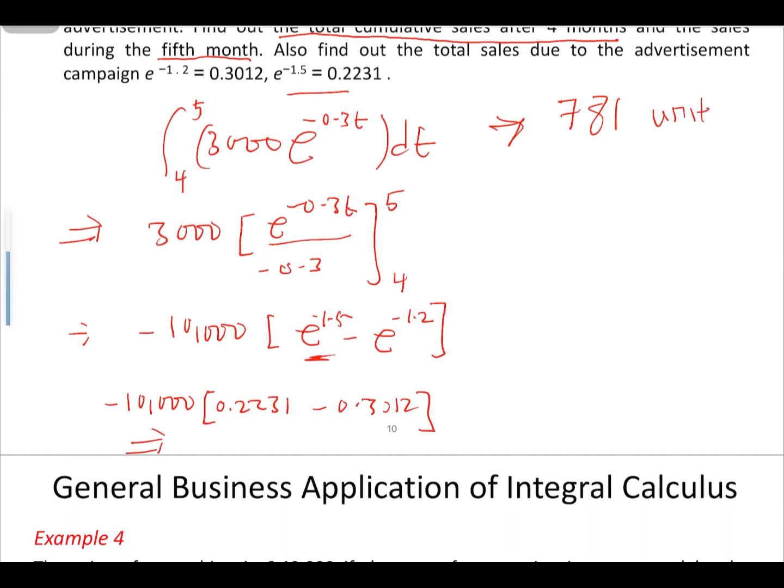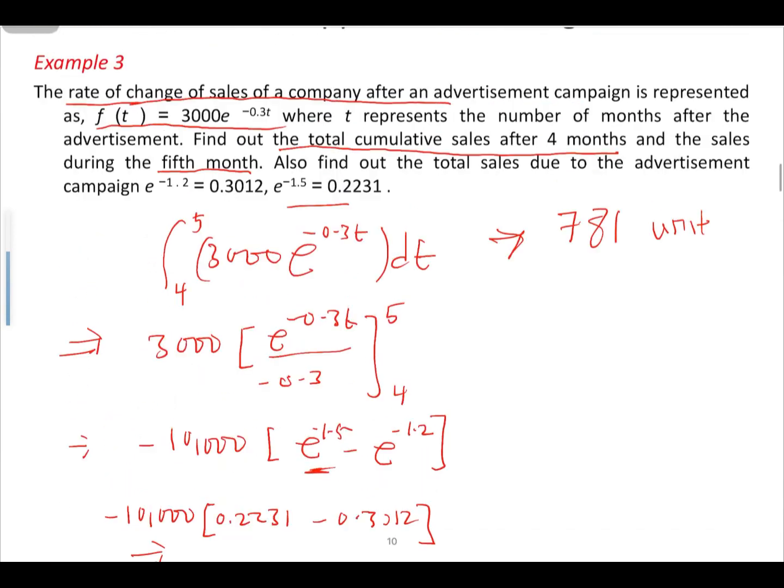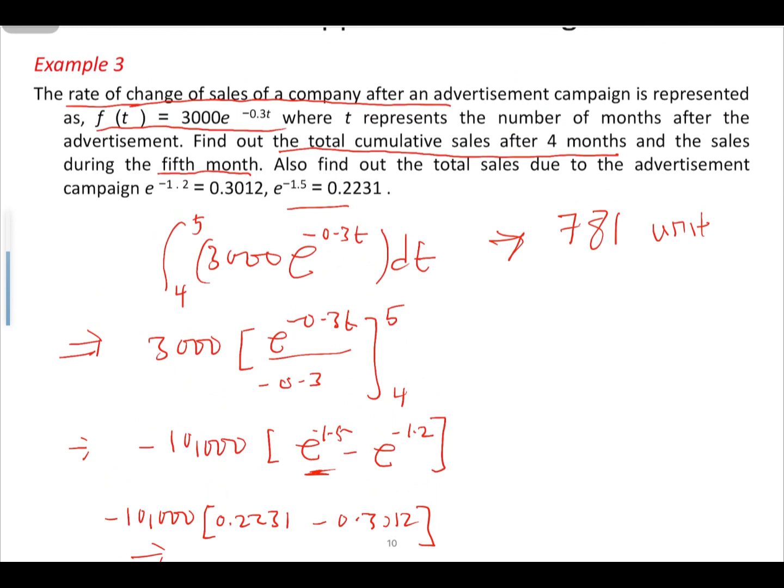So let's be quick and solve the last part, I believe. It is not something difficult here, and it will take you just a few minutes or few seconds to finish up the last part. And the last part is telling us that we should also find out the total sales due to the advertisement campaign, right? The total sales due to the advertisement campaign. So let's look at something here.